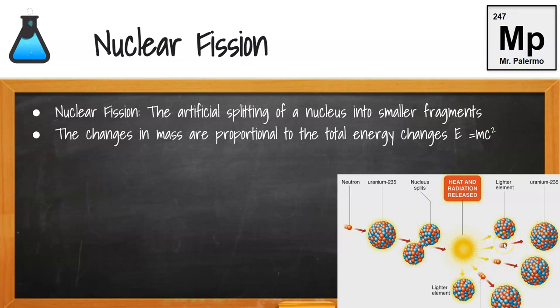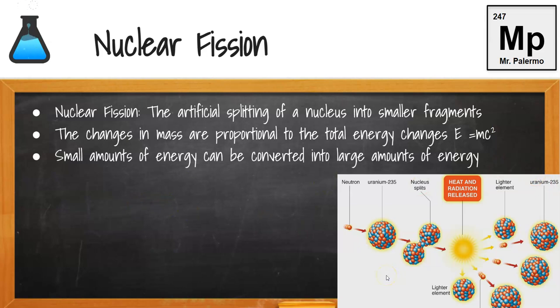And the changes in mass that we see are proportional to the total energy changes. And we can verify that using Einstein's equation, which is E equals mc squared, where E is our energy, m is our mass, and c is the constant, which is the speed of light. So in a nuclear fission reaction, we can take a small release of energy and convert it to very large amounts of energy.